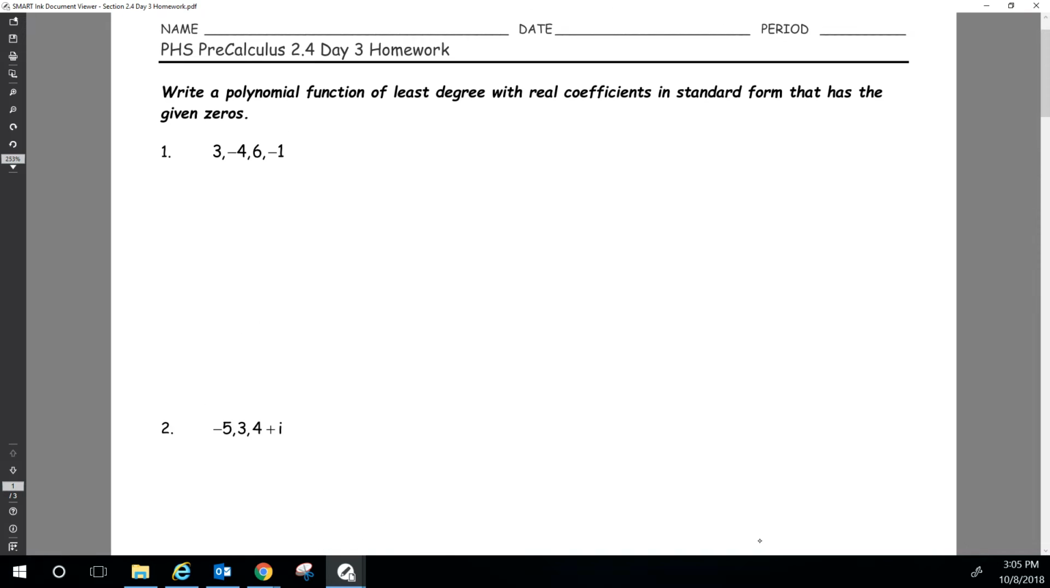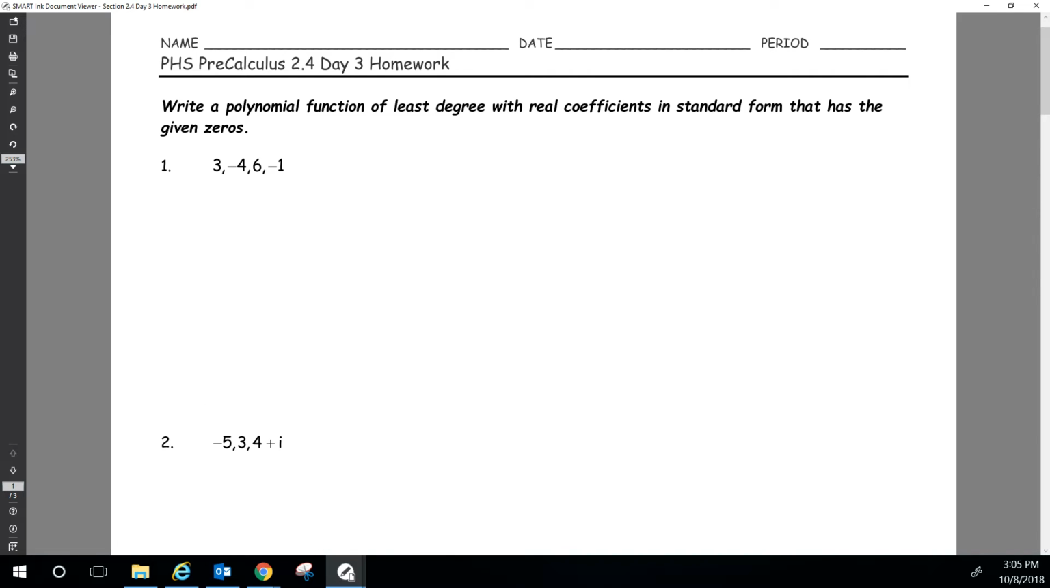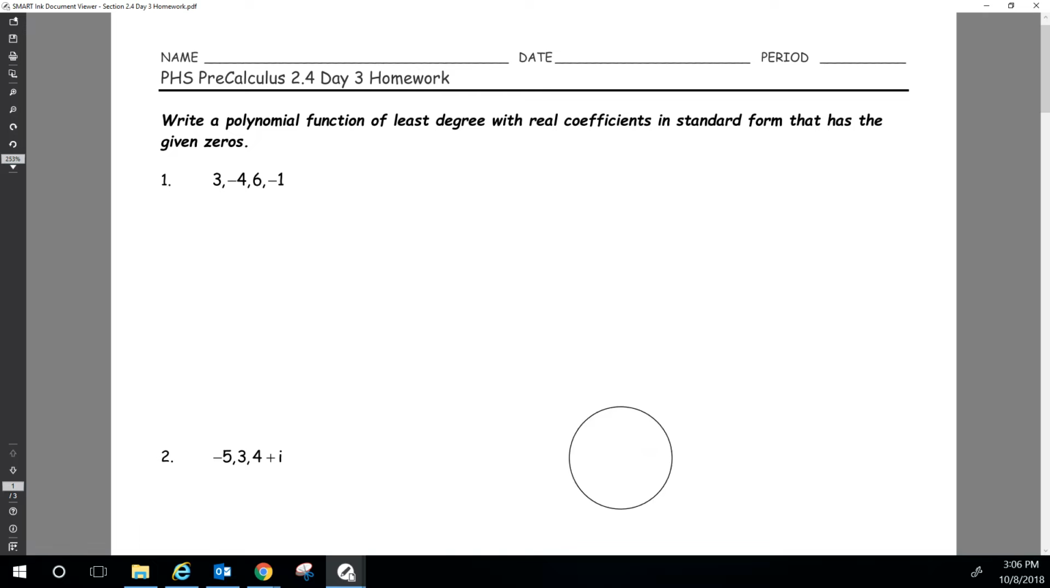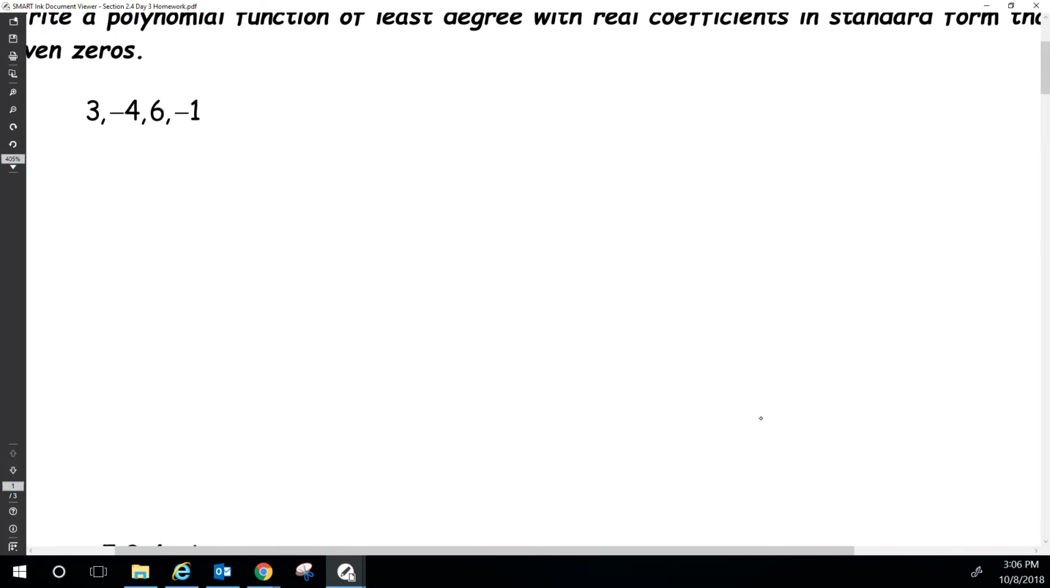Guys, here's 2.4 day 3 homework. I'm going to start out with number 1. Notice I gave myself a little bit more room than I gave you on your homework. I learned my lesson there. Change that one for next year. All right, here we go.